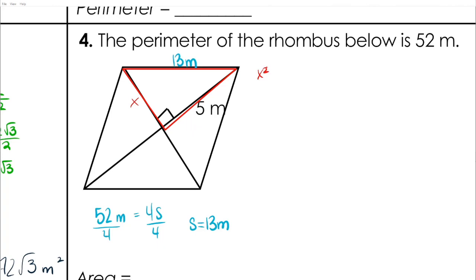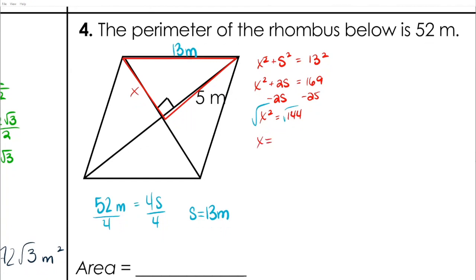Right, so x squared, excuse me, plus 5 squared is 13 squared. 13 is our hypotenuse because it's across from the 90. X squared plus 25 is 169. Subtract 25 from both sides. X squared is 144. Last but not least, go ahead and square root that bad boy. So now we know the other diagonal is 12.